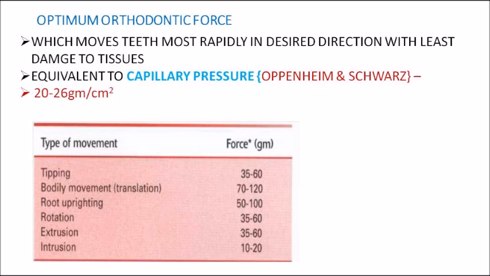So just go through these diagrams, go through this chart and understand that tipping, rotation and extrusion require the same amount of force. Intrusion is the one which requires the least amount of force, and why is it so? And bodily movement requires double the amount of force. So go through these and understand how it is correlated to the stresses on the periodontal ligament when these tooth movements are happening.